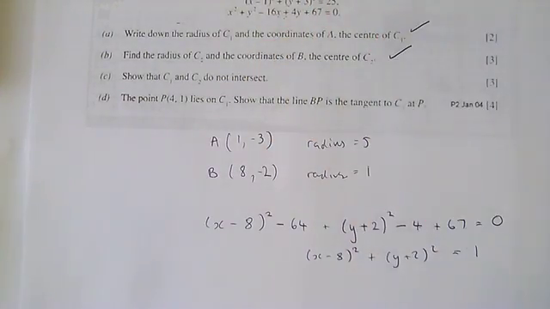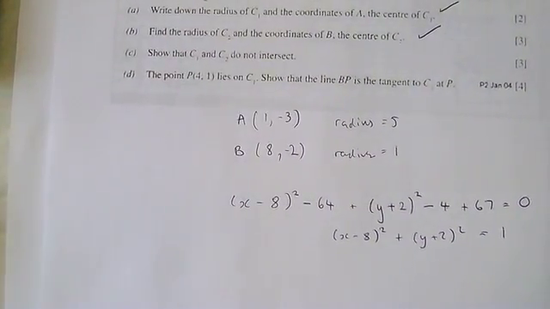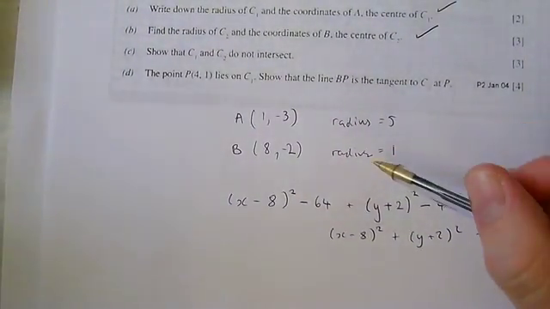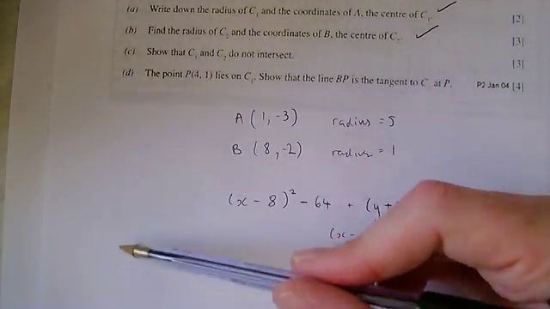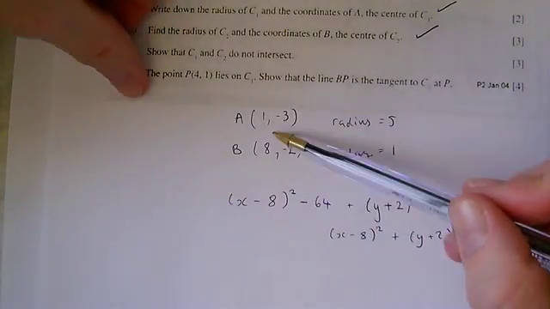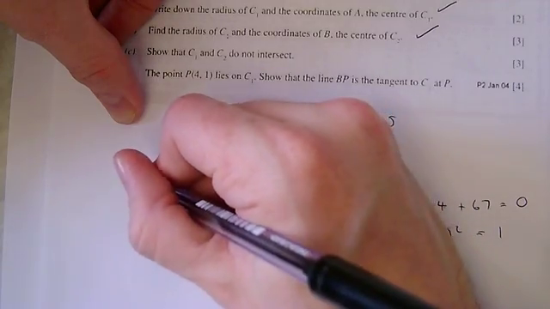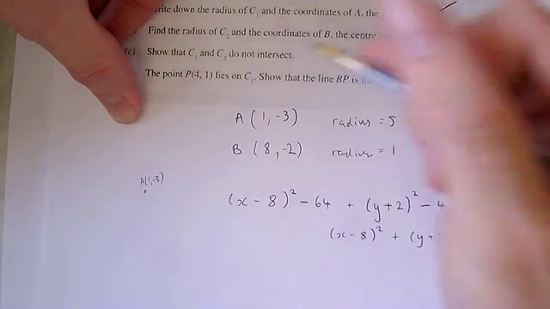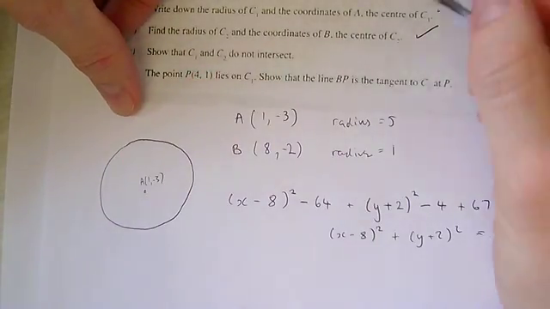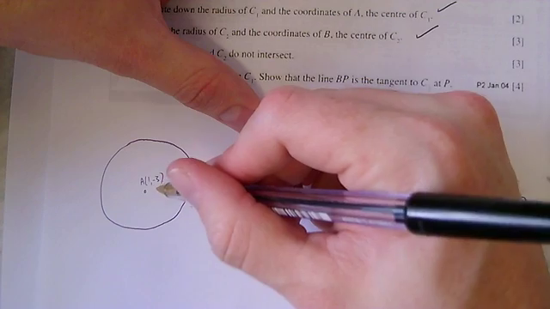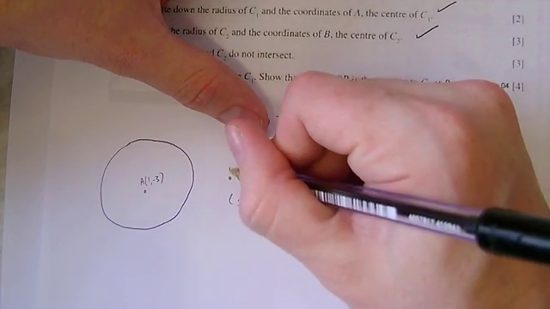Show that C1 and C2 do not intersect. So how would you do that? The best way to do it is probably to start and draw a picture. Now, whatever you do, don't actually draw the axes, but just picture them in your mind. So I'm picturing my axes being roughly here. Okay? 1, minus 3 would be across 1, down to minus 3 there. So that would be A, 1, minus 3. And then its radius is 5. Okay, then it says 8, minus 2, so I'm going all the way across to 8 and then up to minus 2, so that would be roughly about here.